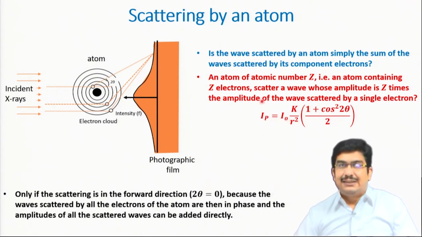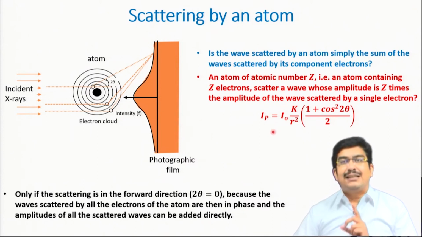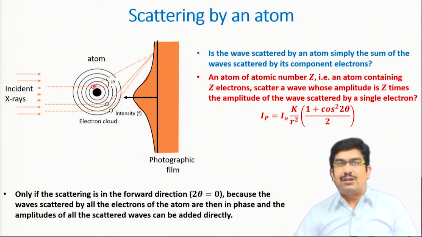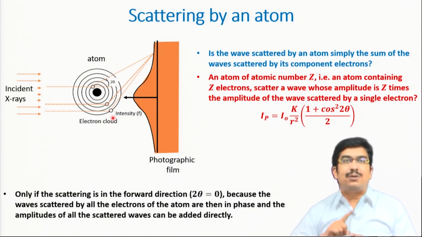Point is, we can simply calculate the intensity of the X-ray beam coming out of the atom as Z times Ip. This is only valid in the forward direction, where all the Thomson scattered waves coming out of each of these electrons will be in phase. When we sum up these waves coming out from the electrons, we cannot simply add up their amplitudes, because this is a wave and it has a phase as well. So we have to take care of the phase relationship between various electrons.